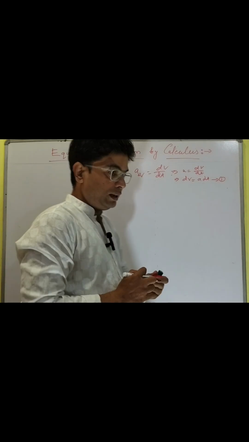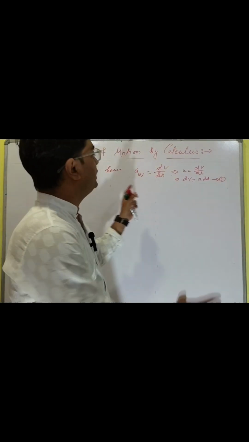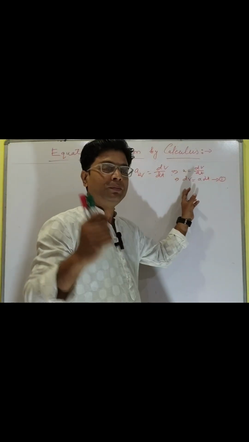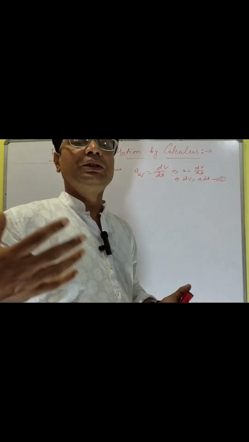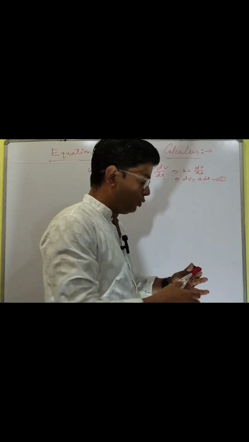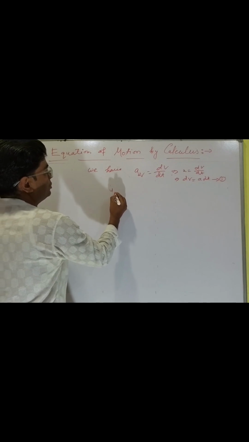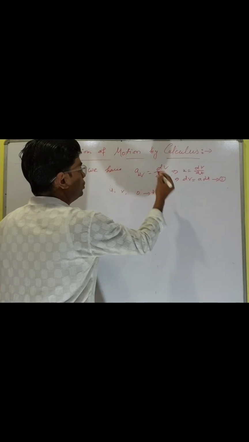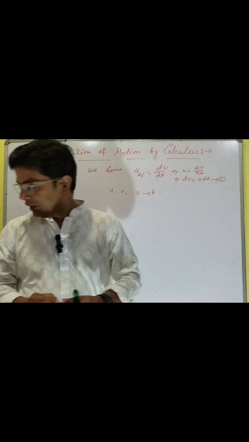Now I have to find out the relation v is equal to u plus at. To get that relation, I will have to integrate this expression within the velocity limits, upper limit v and lower limit u, that is initial velocity u and final velocity v, within the time interval 0 to t, so that I will have the expression v is equal to u plus at. Let's do that.